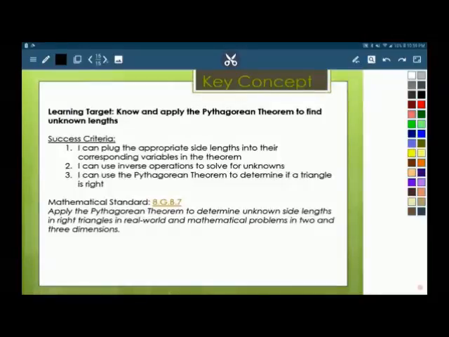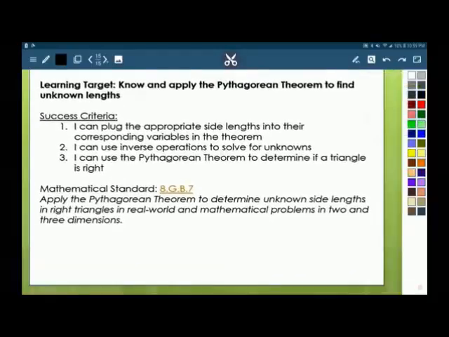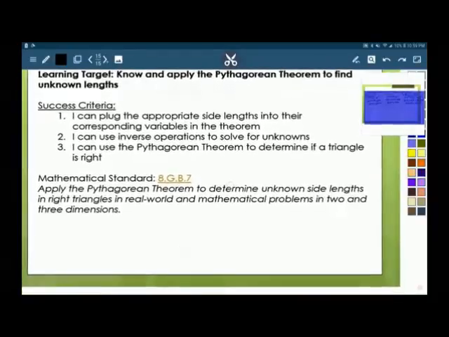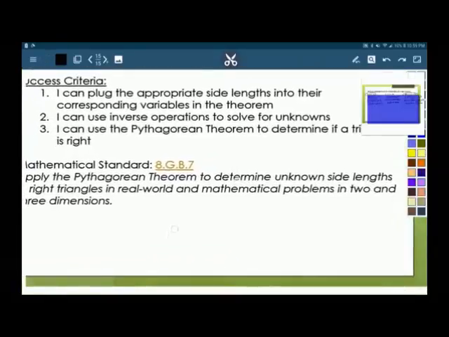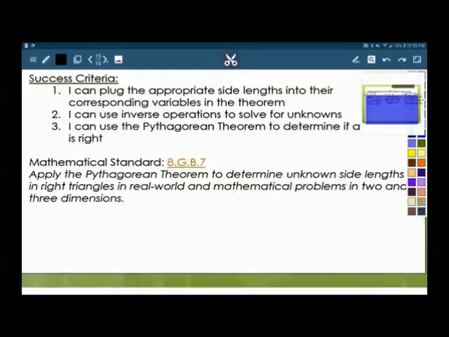Alrighty, that just about sums up our lesson for today. We applied the Pythagorean theorem to find unknown side lengths. Our success criteria, first thing we did was we plugged the appropriate side lengths into their corresponding variables in the theorem. We used inverse operations to solve for those unknowns, and we used the Pythagorean theorem to determine if the triangle was right.